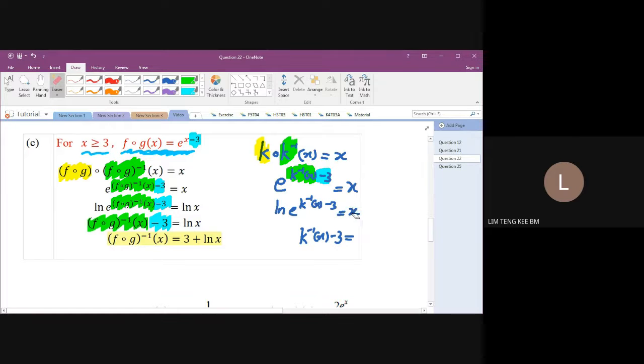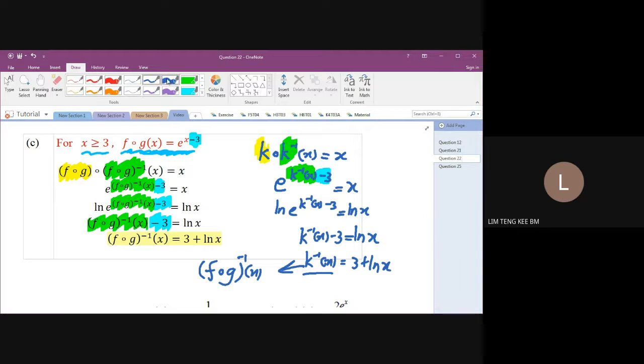Sorry, I think I missed out the ln here. So I have k inverse equals 3 plus ln x. And your k inverse is actually referring to the inverse of fg. So you can try to observe again with the corresponding same highlight colors. So this is how I get the inverse for part C.